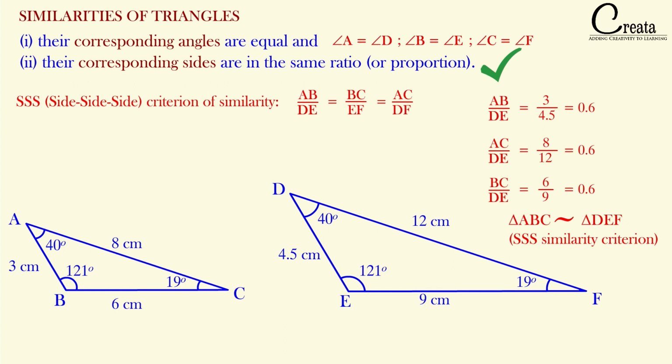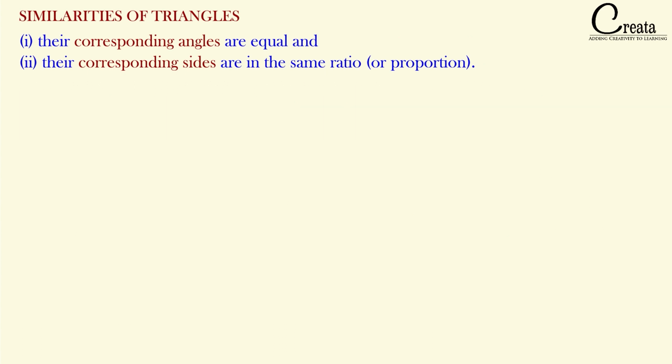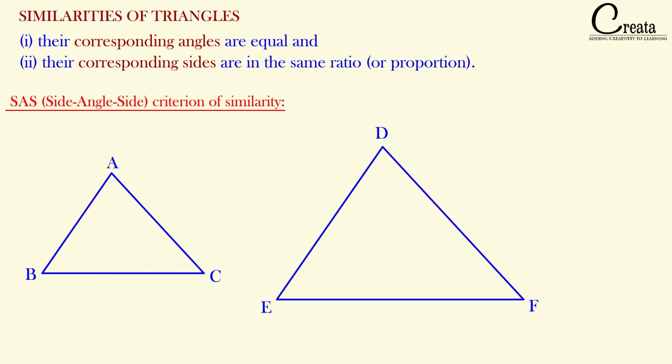Okay. Let's move to the last criteria, that is SAS criteria. As per this criteria, if we are having two triangles and one of the corresponding sides ratios are equal and the angle between those two sides are also matching, then we can say the two triangles are similar to each other. Here we are having two triangles ABC and DEF. If AB upon DE is equal to AC upon DF, that is the ratio of the two corresponding sides are equal to each other. We do not know about the third side.